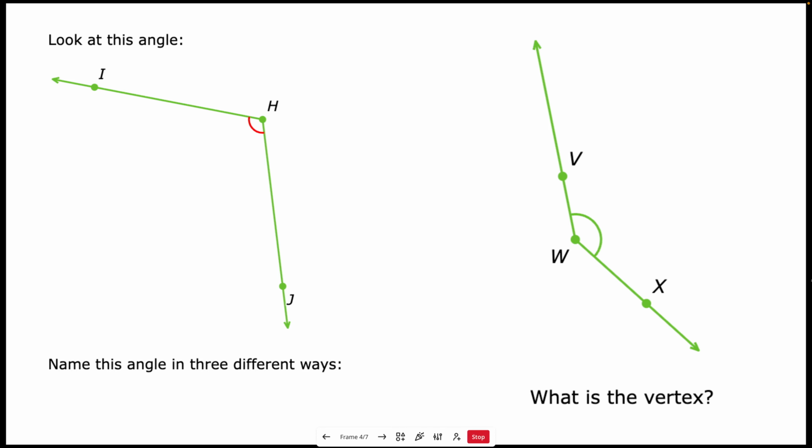Okay, now that you've had time to work these problems, let's check your solutions. Okay, for the first problem, here are the 3 ways that you could name this angle. And for the second problem, you should have said the vertex is W. You might have also said angle W.